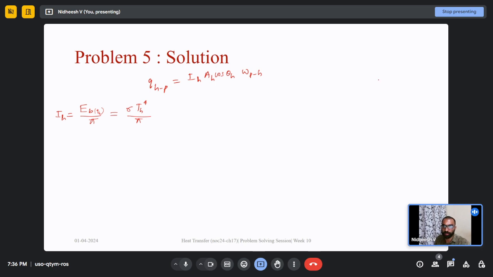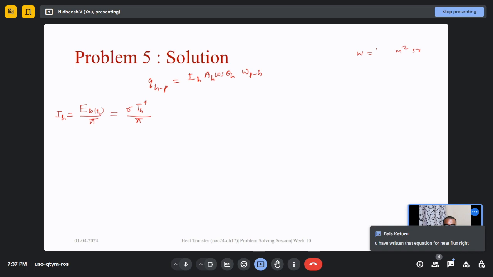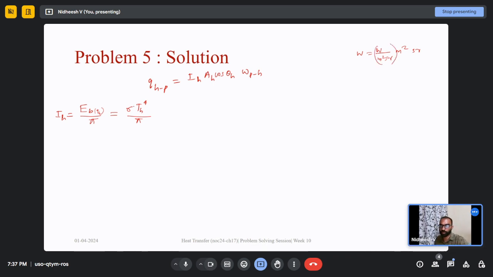Let us check first what should be the units for this. Q should be watts. Area of hot body is meter square. Cos theta is dimensionless, and the solid angle is in radians. So I should be in units of watts per meter square radians. When you do this, you will get units of watts per meter square radians. Yes, right. So can someone tell me what is the value of IH?